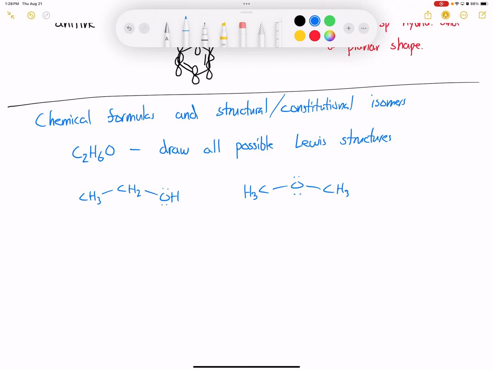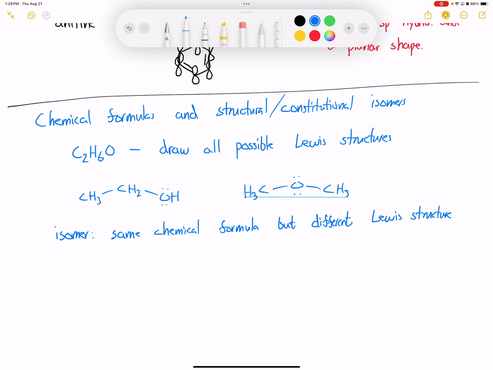So what are isomers? Let's just recall what an isomer is. You might have to do this on the first exam. Same chemical formula, but different Lewis structure. And by definition, if you have different Lewis structures, that means your connectivity must be different, right? Because if it were the same Lewis structure, it would just be the same compound. Okay, so these 2 are isomers.